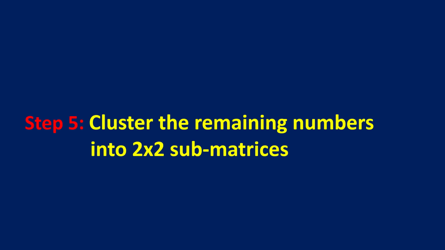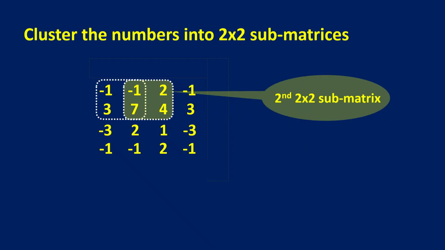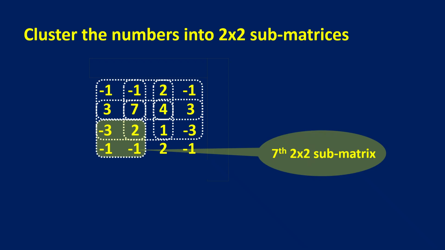And then we're moving on to step 5. Cluster the remaining numbers into 2 times 2 submatrices. So let's start with the first 2 times 2 submatrix in the upper left corner of the numbers. And moving on to the second submatrix and the third one in the upper right corner. And here is the fourth one, the fifth one, and so on. And finally, here's the last 2 times 2 submatrix. In total, we have 9 2 times 2 submatrices.